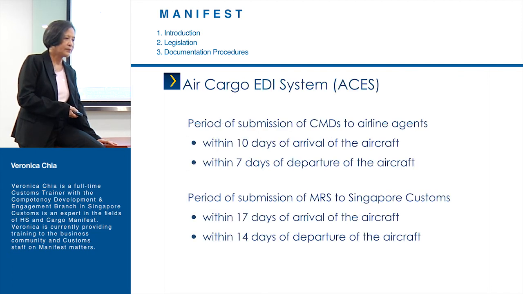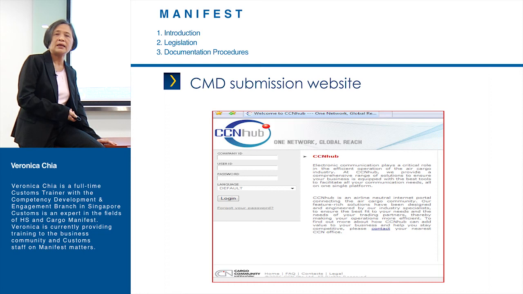Okay. Period of submission is the same, just like the sea freight. All right. For CMDs to be submitted electronically to the airline agent, for arrival, it will be within 10 days. For departure, it will be within 7 days. As for the airline agents, they'll be submitting to Singapore Customs, right? The MRS is within 14 days for departure and 17 days for arrival. Right? This is the website in which the cargo agent will log on to, that is the CCN hub.